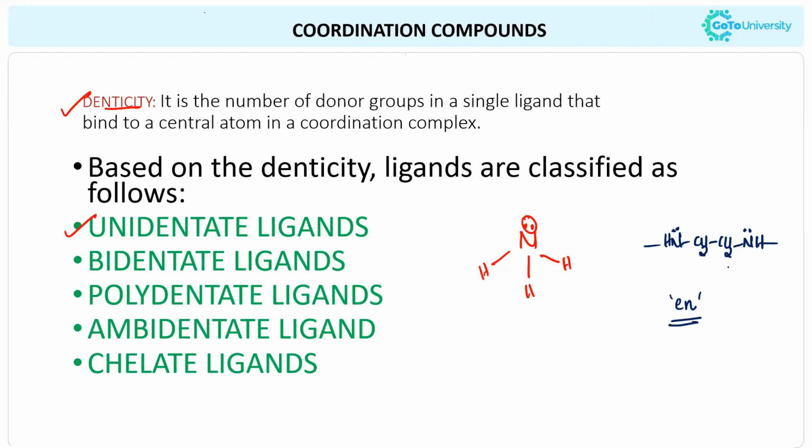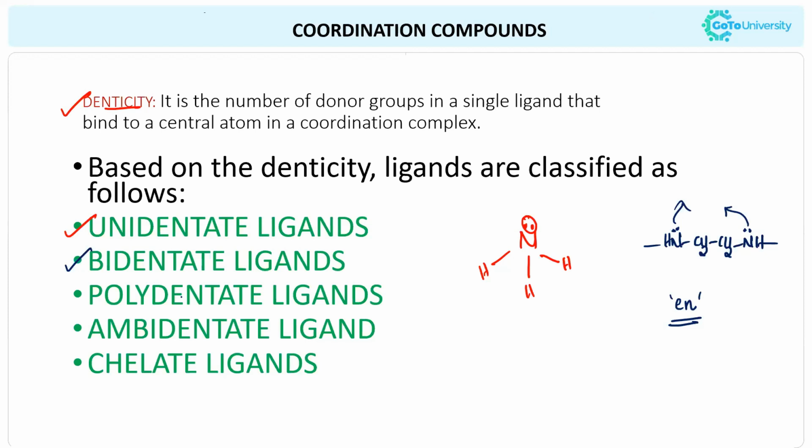So this ethylene diamine has two nitrogen atoms at the ends. Both nitrogen atoms can donate electron pairs. This can be donated and this also can be donated. So this is an example of a bidentate ligand. Ligands that can donate two electron pairs are called bidentate ligands.